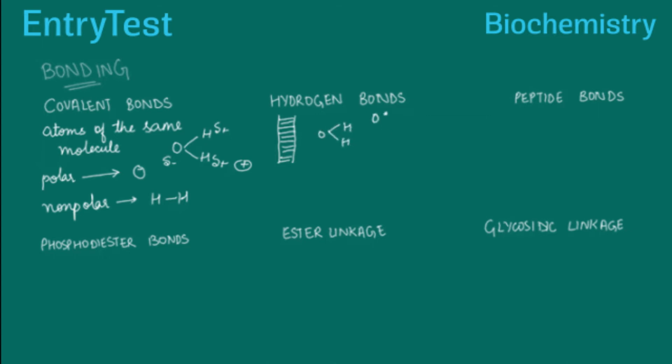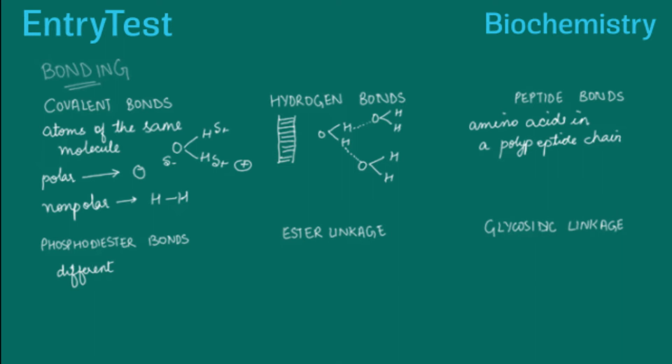For example, this is one molecule, and this is another molecule, and this is another molecule. Between the hydrogen of one molecule and the oxygen of the other molecule, this is also another location where hydrogen bonds are found. The next important bond is the peptide bond, which is found between amino acids in a polypeptide chain. So a polypeptide chain or a protein basically consists of a lot of amino acids joined together through the peptide bonds. The next bond is the phosphodiester bond, which is present between different nucleotides of the DNA.